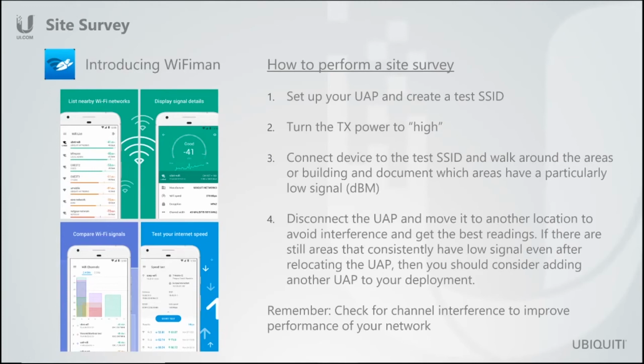As regards to site survey, there are a couple of things that we need to make sure that we understand. We need to understand what is the requirement, where exactly the devices are going to be planned, deployed. To set up your access points, you basically have to create a test SSID, turn on the TX power high, move around to find out where exactly is the dead spot, so that there is a low signal, and you could go ahead and arrange these access points in a way that it is providing the best kind of coverage.